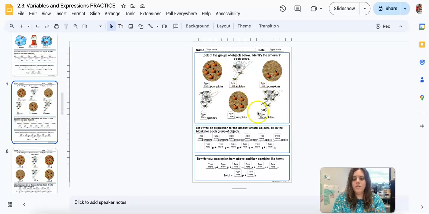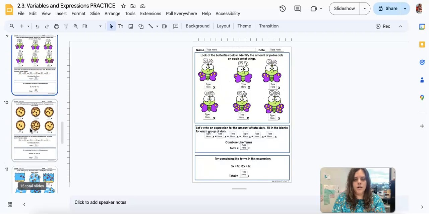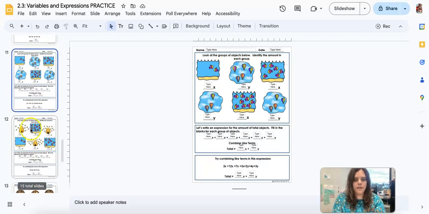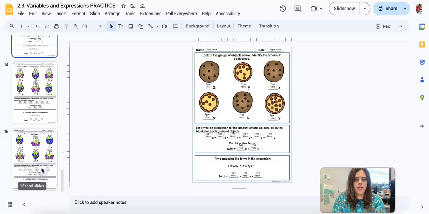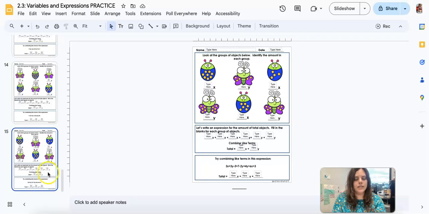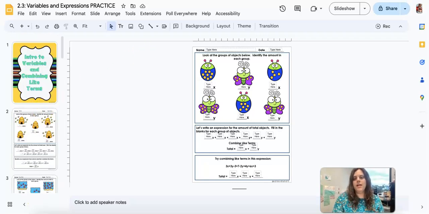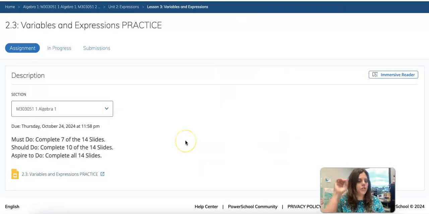Some of them have 2 separate things, and some of them are all the same. And at the very end, it gets down to starting to use X's and Y's like we would see in a normal expression. So again, you must do 7 of those. You should try to do 10, and you can aspire to do all 14 to make sure you have a really good understanding of this concept.